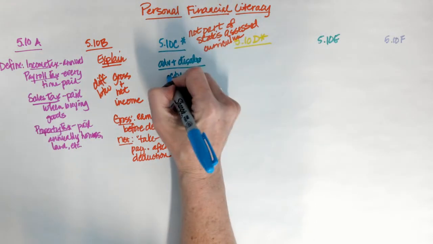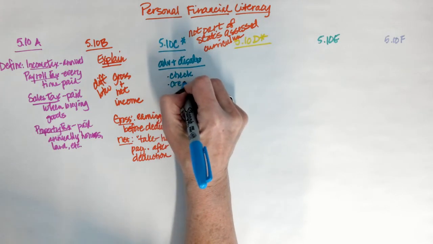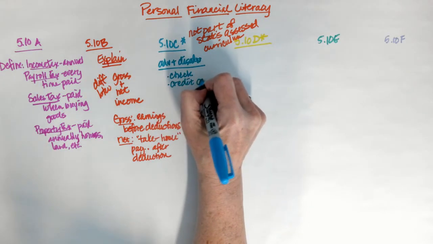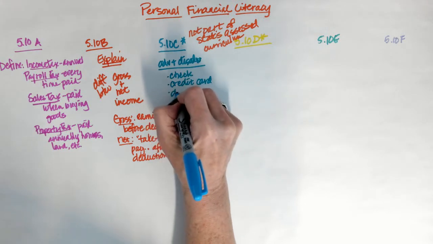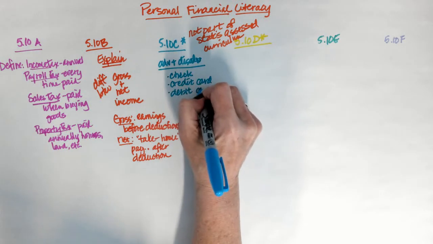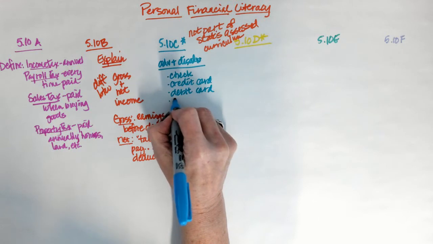Specifically in the TEK are these four things: check, credit card, debit card, and electronic payment.